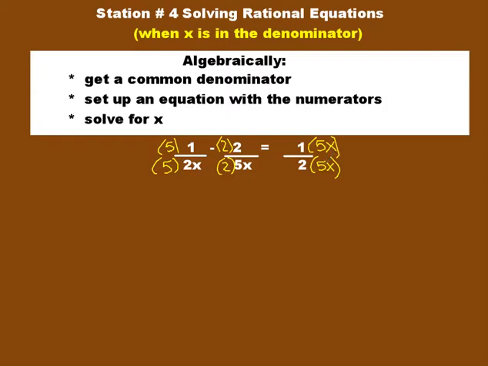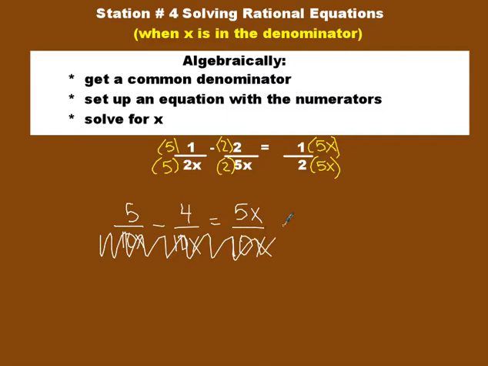And now, let's see what we've got. 5 over 10x minus 4 over 10x equals 5x over 10x. We did it. Our common denominators, they're all the same at the bottom, so they can go away. And we can just deal with our numerators. 5 minus 4 equals 5x. 5 minus 4 is 1. So once we divide by 5, it looks like x is 1/5, or 0.2.